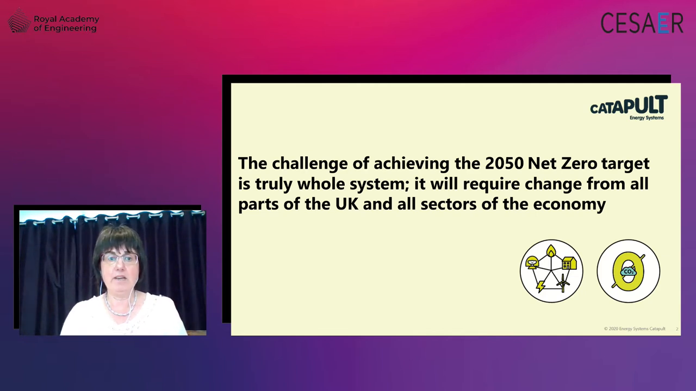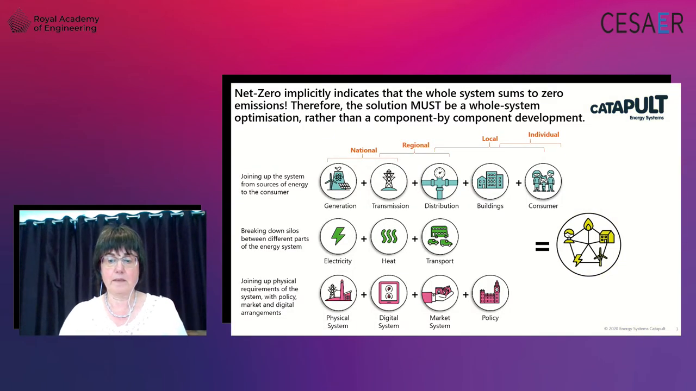There are many varied and disparate interests, including parties and sectors that have never worked together before, who will be required to do so in the future. There are high levels of uncertainty in many aspects of the needed transition. There is urgency. As we know, we have less than 30 years to achieve net zero, and currently we are not on track. Next slide, please.